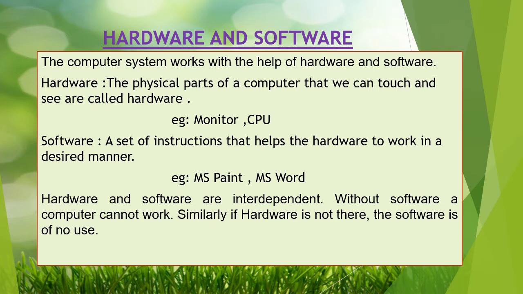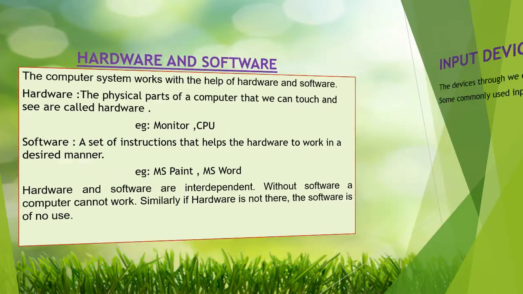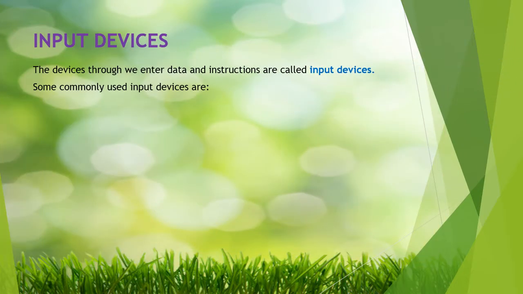This hardware and software are interdependent. Without software, you can't work with a computer. Likewise, if hardware is not there, then the software is of no use. We all know when we are using a computer, we will use some additional devices like printer, scanner, and all. Such devices which are attached to a computer, we call peripheral devices.